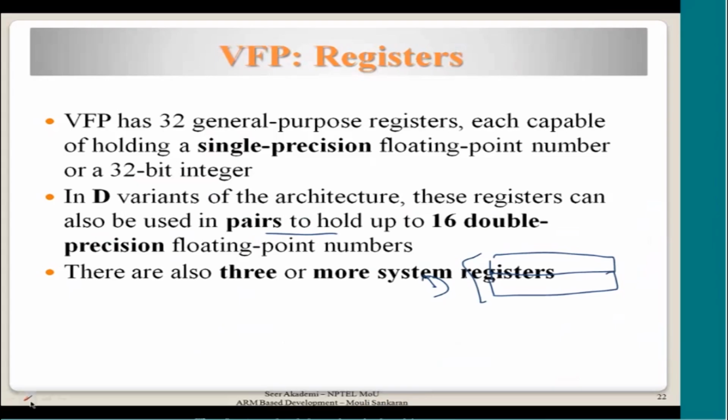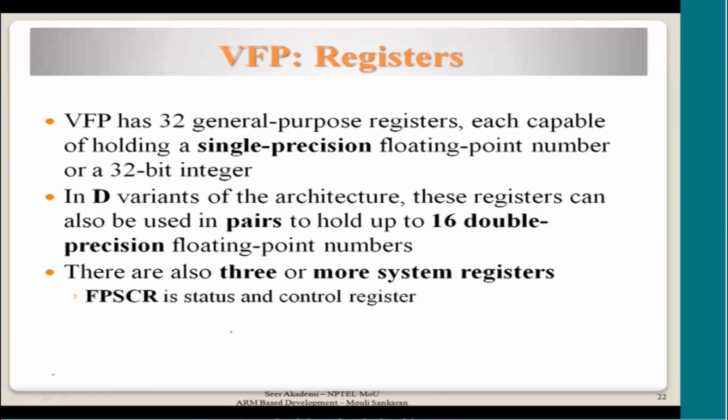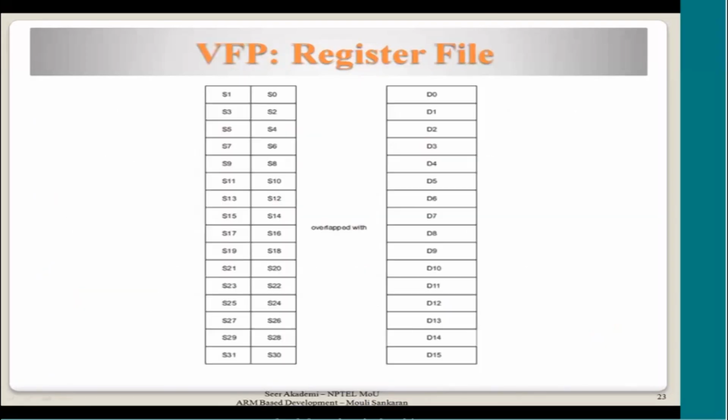This is similar to the CPSR. There are some system registers to configure the floating point processor as well as to find out what flags come out of the floating point operations. Those things are managed by system registers in the floating point processor. This is the status and control registers. Okay. Now this is the register file.